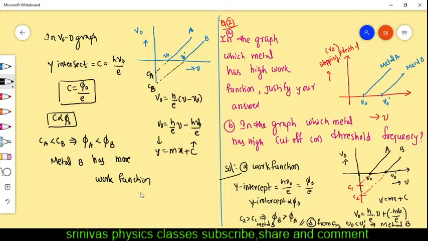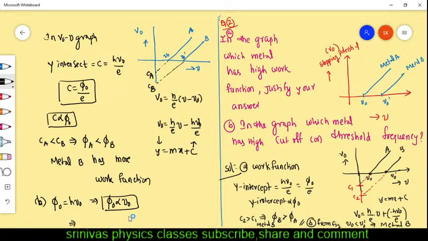And the second question is, which one has more threshold frequency? The work function formula we know is h nu naught. Work function is proportional to nu naught. Whichever has more work function has more frequency also. If work function is more, frequency is more. That means the work function of B is more, so the frequency of B is also more.